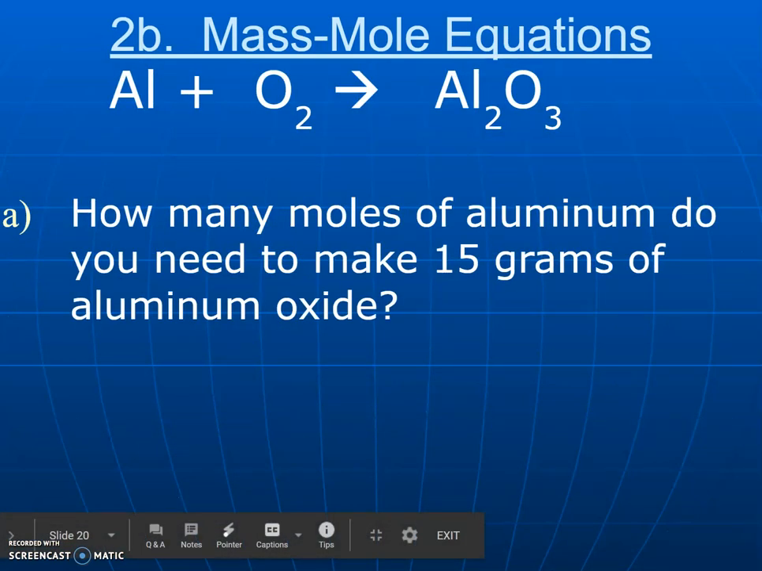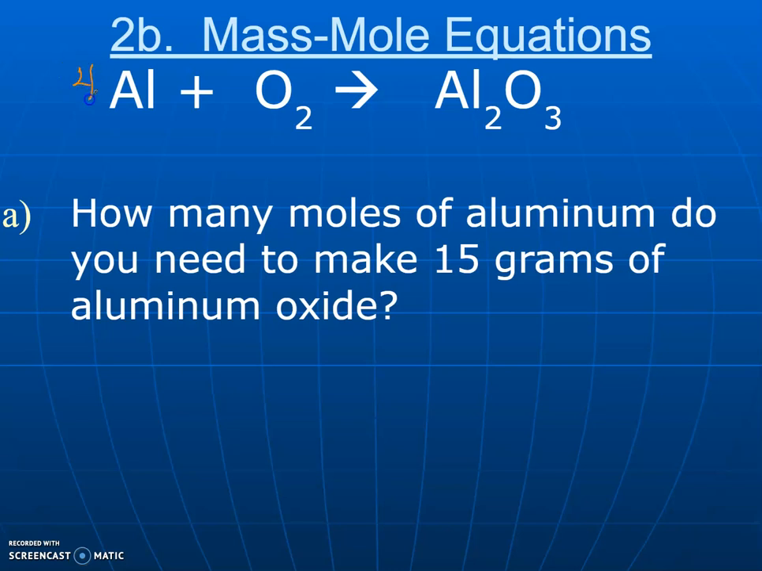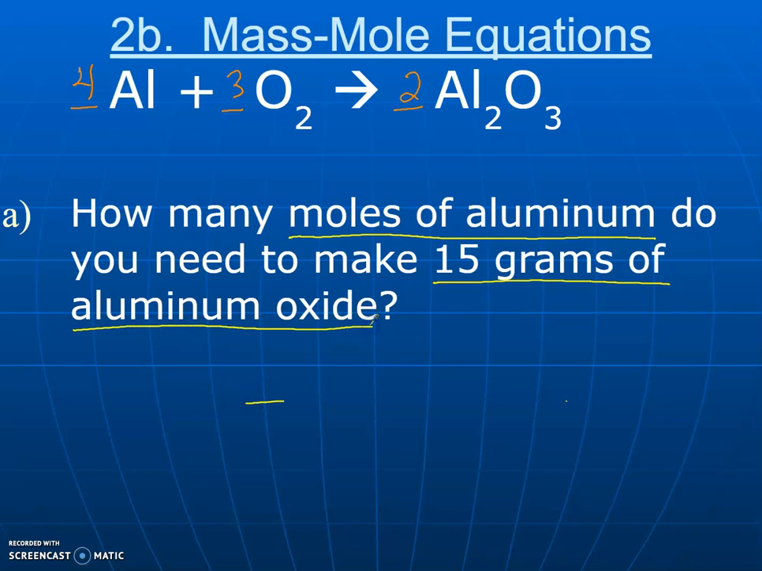All right, here is our similar sample problem that we had before. We have to balance our equation first: 4 aluminums and 3 oxygens give us 2 aluminum oxides in the synthesis of aluminum oxide. And this problem says, how many moles of aluminum do you need in order to make 15 grams of aluminum oxide? So 15 grams of aluminum oxide is my given.